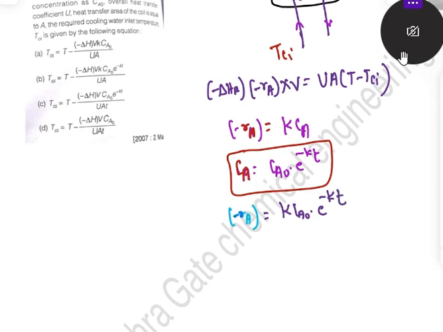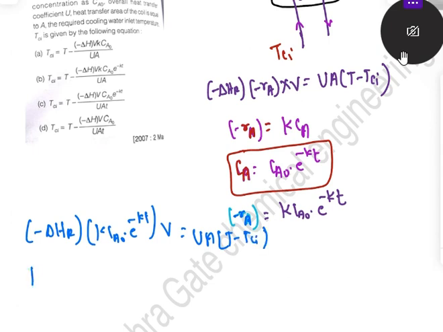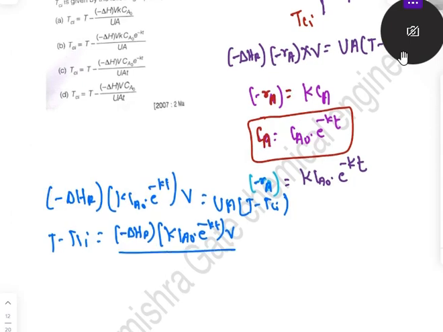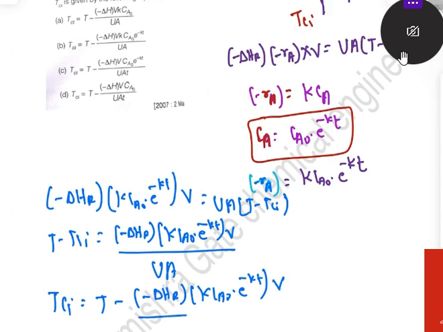Okay, so once we get to know the value of the rate of reaction, I'll substitute this value over there and calculate the value of TCI. So now I can write minus delta HR, and minus RA is k CA0 e to the power minus kt, into V, that is equal to UA (T minus TCI). So T minus TCI will be equal to minus delta HR k CA0 e to the power minus kt into V upon UA. So the value of TCI can be written as T plus delta HR k CA0 e to the power minus kt into V divided by UA.